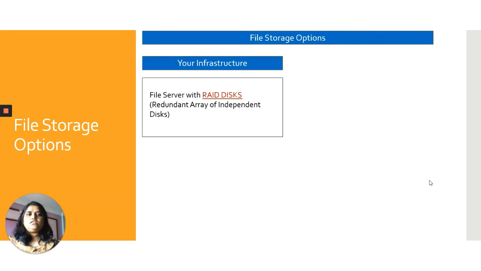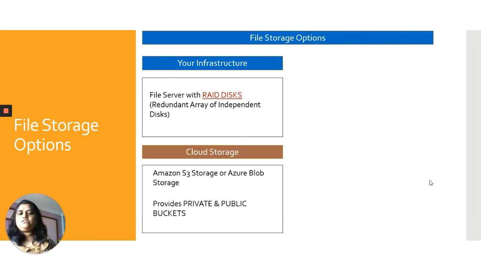Now let's see what options we have for storing these kinds of files. One option is your own infrastructure. In this case, you have your file server within your own organization's infrastructure, and that can be done with the help of RAID disks, that is, a redundant array of independent disks. So you can use RAID disks to store the files within your application. But this is complex in terms of maintaining scalability.